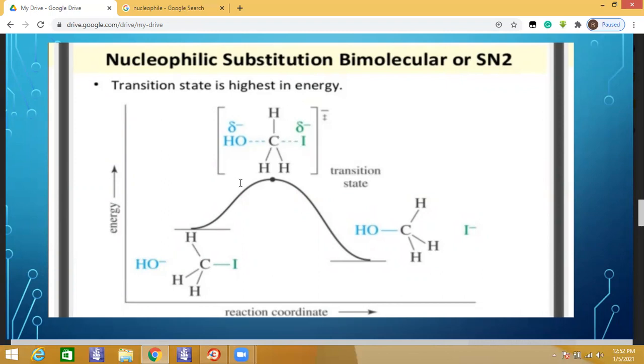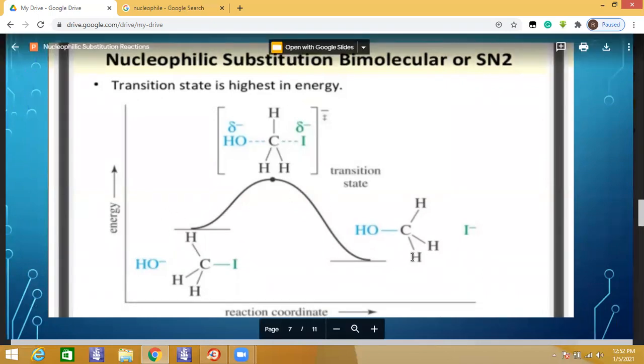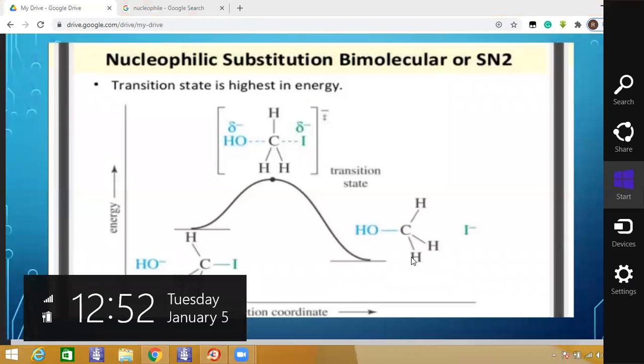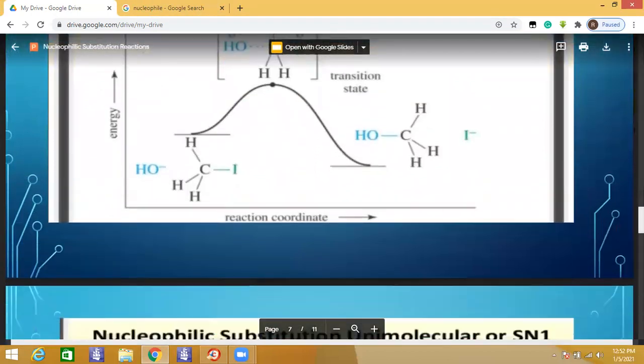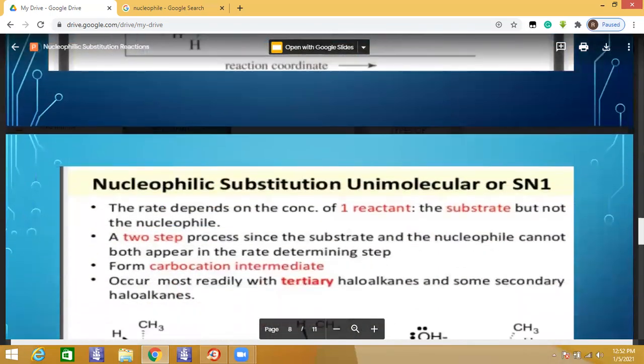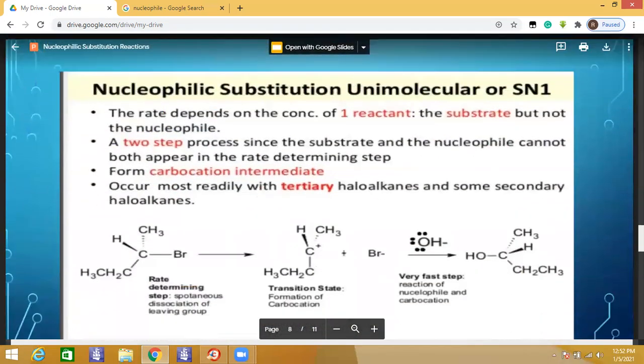When it lowers down its energy, it gives you the desired product. Because OH is used, it will give you the alcohol, which is your methyl alcohol. So let's look at the mechanism or the reaction of Sn1.